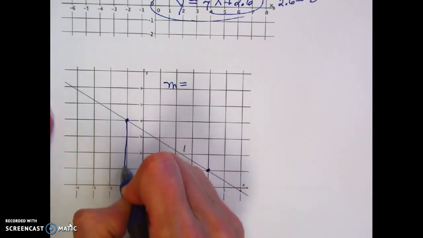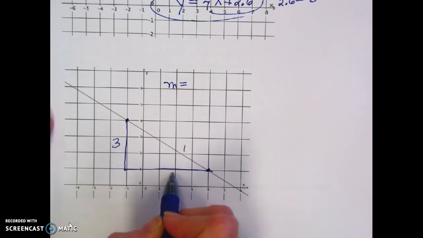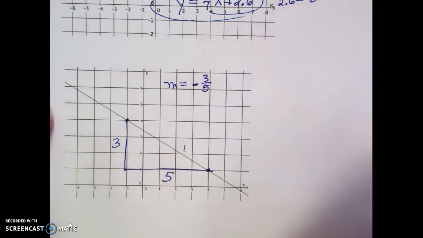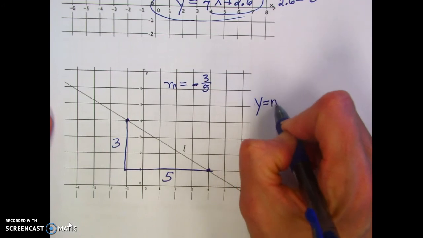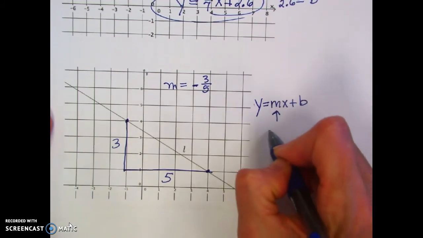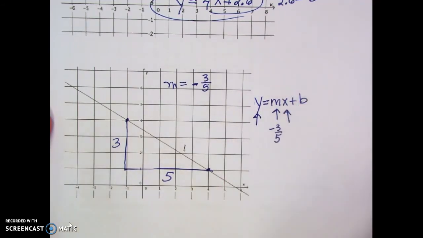So if we count, looks like 3 to 5. This is a negative slope. It's going downhill, and our rise is 3, our run is 5. So negative 3/5 is our slope. Now remember, I said we want to start with y equals mx plus b. We're going to substitute the slope in that we just calculated, and we're also going to substitute an xy coordinate in. Where do we get that xy coordinate? From our line. Any point on the line should work.